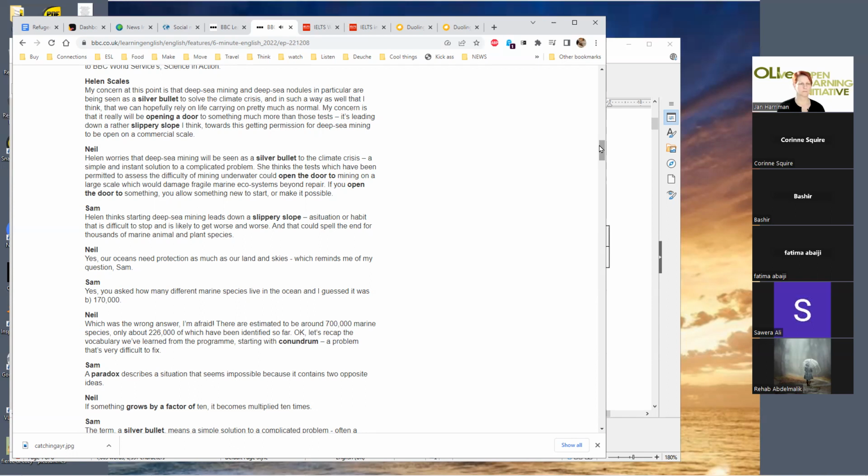She thinks the tests which have been permitted to assess the difficulty of mining underwater could open the door to mining on a large scale, which would damage fragile marine ecosystems beyond repair. If you open the door to something, you allow something new to start or make it possible. Helen thinks starting deep sea mining leads down a slippery slope, a situation or habit that is difficult to stop and is likely to get worse and worse. And that could spell the end for thousands of marine animals and plant species.